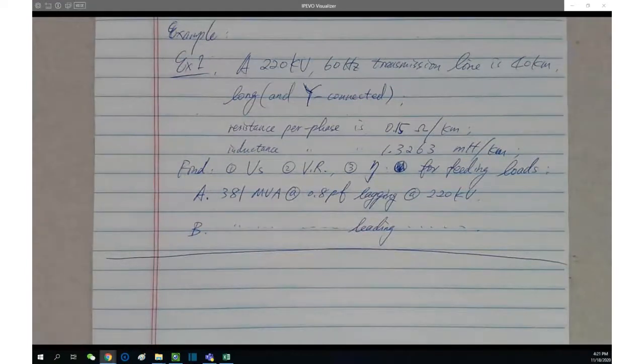The problem is talking about two scenarios. One is feeding load A, another is feeding load B. Two problems basically. For each problem, you're looking for VS, VR, and efficiency, eta.